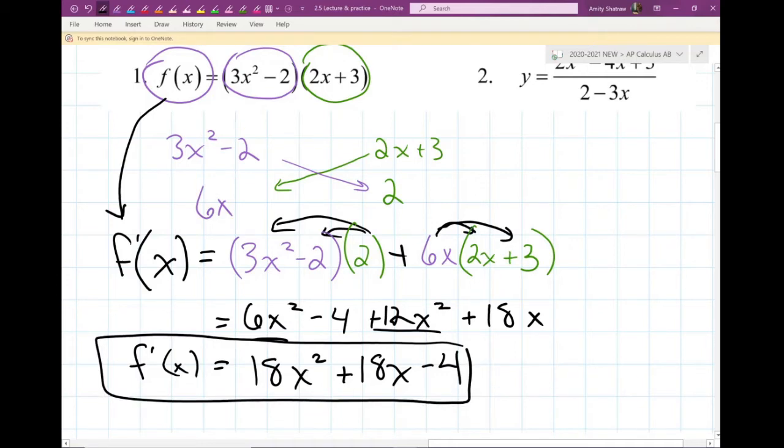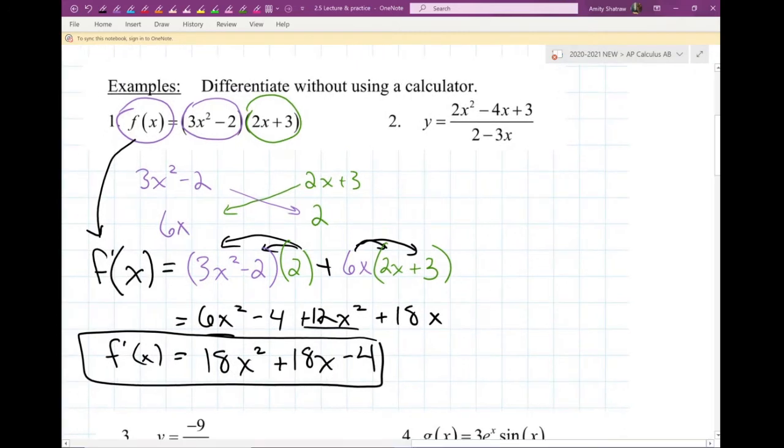So we could have just done some firsts, outsides, insides, and lasts and gotten the answer to what f of x is, and then just taken the derivative of that. But I like to show that in class. I'm not going to do that in this video.